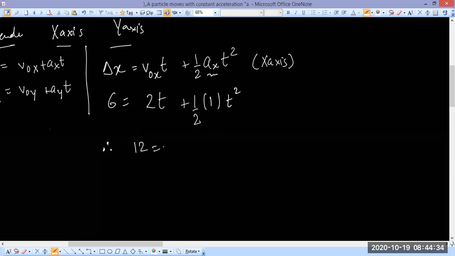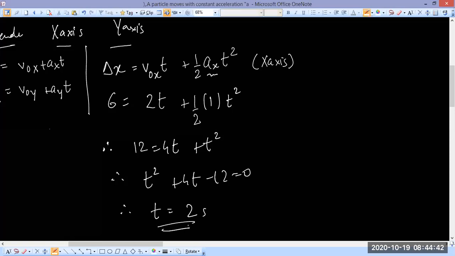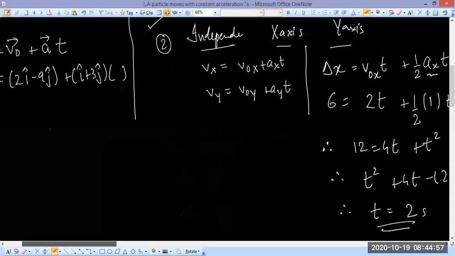Okay, so 12 is equal to 4t plus t square. Therefore t square plus 4t minus 12 is equal to 0. Therefore t is equal to 2 seconds. Solve it and it will come. Right? The other answer is minus 6, which is not possible. All right. Okay, so t is equal to 2 seconds. So let's put that here.